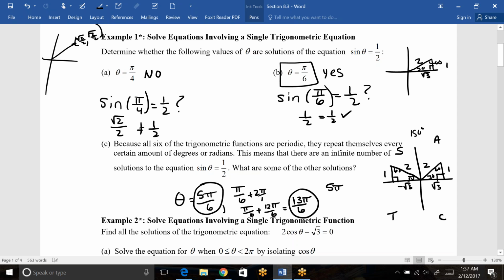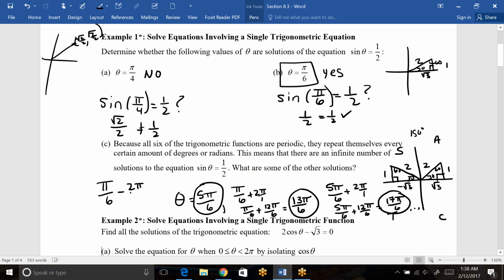We could also do a revolution around the 5 pi over 6. So 2 pi over 1. So that's 5 pi over 6 plus 12 pi over 6 if we get a common denominator. So that's 17 pi over 6. And on and on. We could keep adding or subtracting 2 pi as much as we want. For example, we could have just as easily subtracted 2 pi.